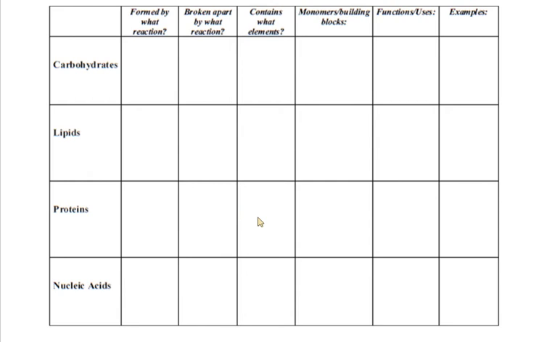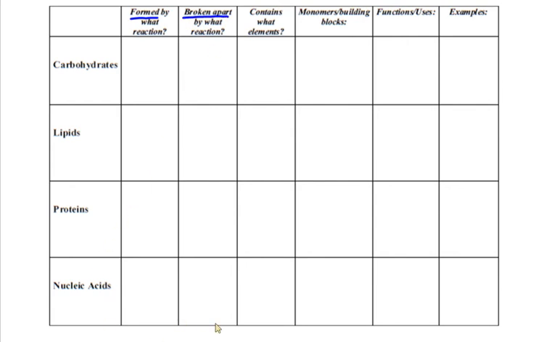Okay, in today's lesson, we're going to do a quick review about our 3 biomolecules we've covered up to this point. We talked about 2 reactions. One is where you are forming, and one is where you are breaking down.